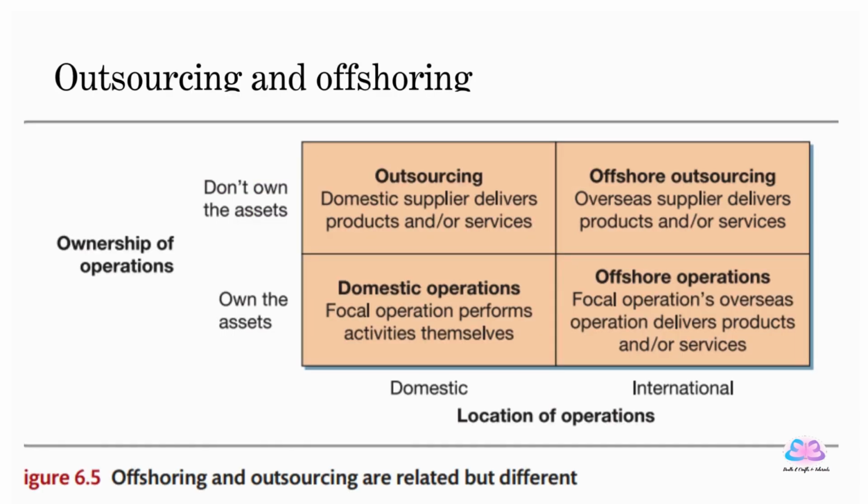Two supply network strategies that are often confused are those of outsourcing and offshoring. Outsourcing means deciding to buy in products or services rather than perform the activities in-house, while offshoring means obtaining products and services from operations that are based outside one's own country. Of course, one may both outsource and offshore, as illustrated in Figure 6.5.